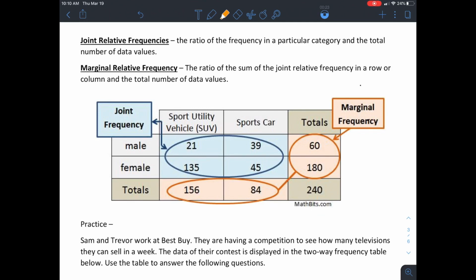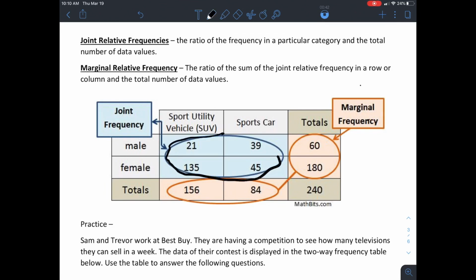But moving forward today, we're still looking at two-way tables, but we're going to look at joint relative frequencies, marginal relative frequencies, and conditional relative frequencies. So in short, we're going to be looking at relative frequencies today. So let's get started.